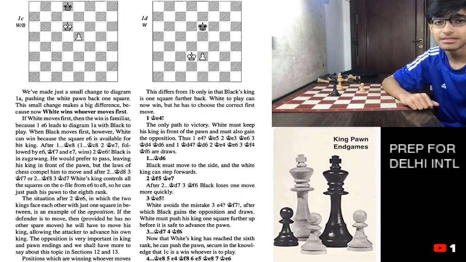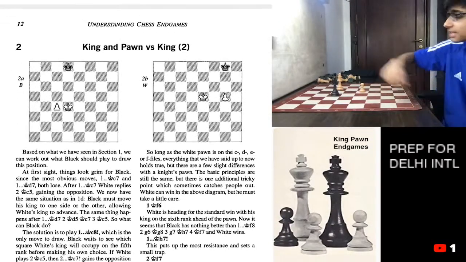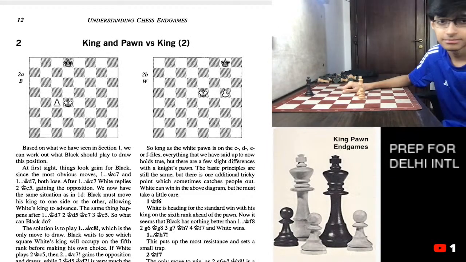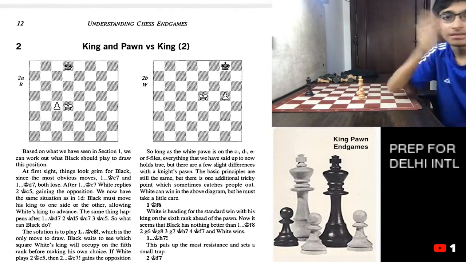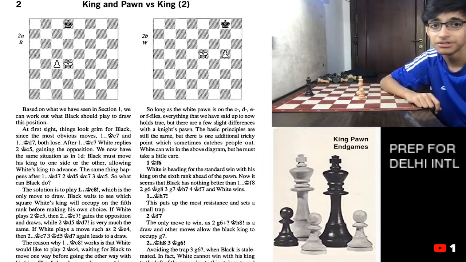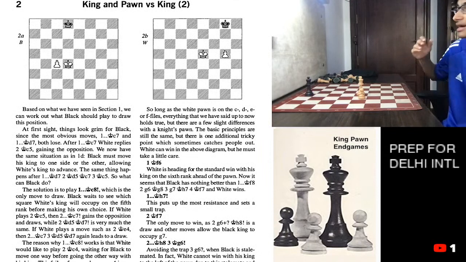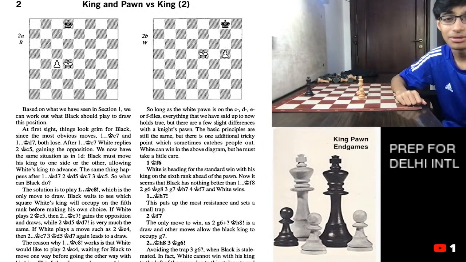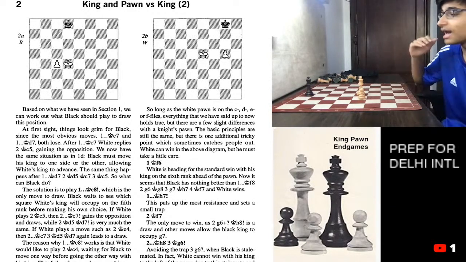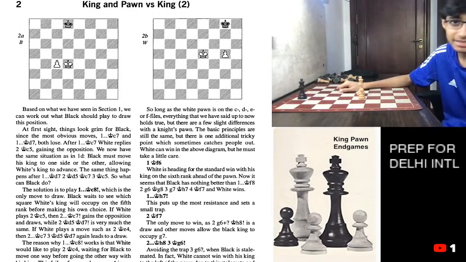Moving on to the next type of position, we have the king on d4, pawn on c4, and black king on d8. Based on what we have seen in section 1, we can work out what black should play to draw this position. Okay, I think you guys can remember from now on, you just need to maintain the opposition at all times. Hence, black goes king to c8 in this position.